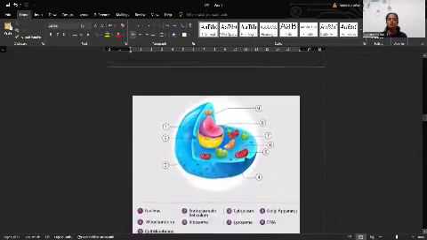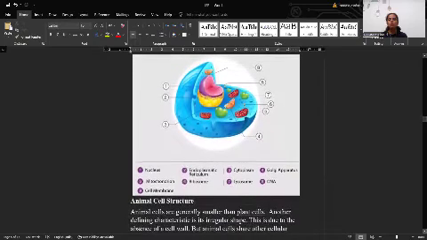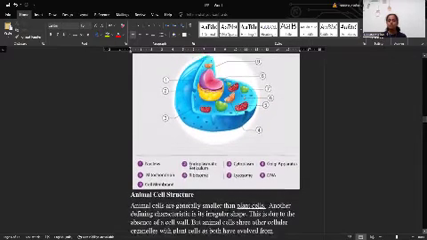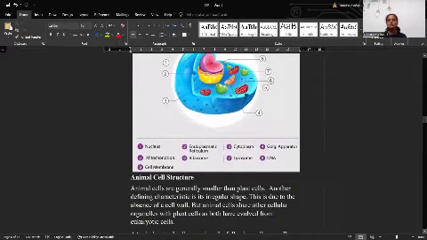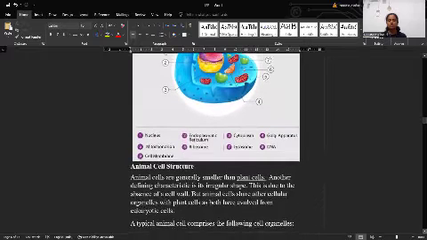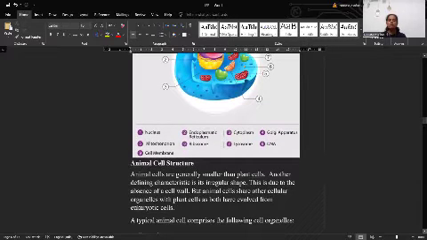This is the structure of an animal cell, which also consists of different components. We'll now see the different components of animal cell structure. Animal cell structures are generally smaller than plant cells. Another defining characteristic is its irregular shape, due to the absence of a cell wall. But animal cells share other cellular organelles with plant cells, as both have evolved from eukaryotic cells.